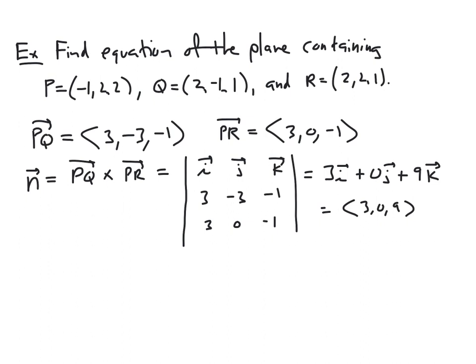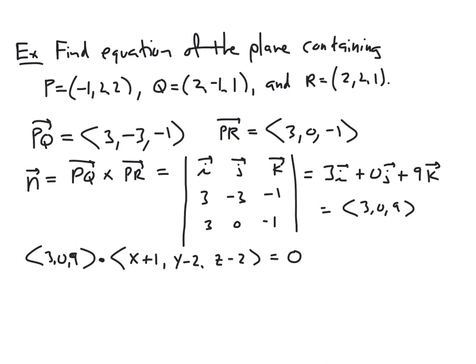Okay. And so to find our equation of the plane, we take our normal vector, 3, 0, 9, that we just computed with the cross product, and we take the dot product of that with the vector, and we have to pick a point. And we have 3 choices of a point here. So we could do, I'll use P, so I'll have x plus 1, y minus 2, z minus 2. And we'll want that to be 0.